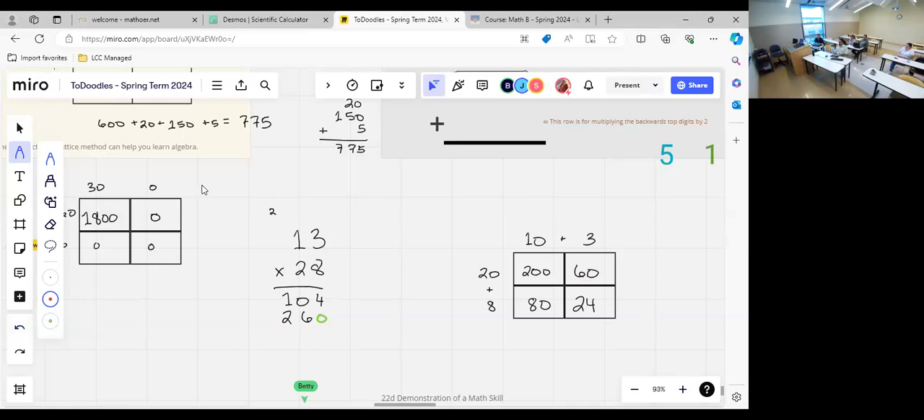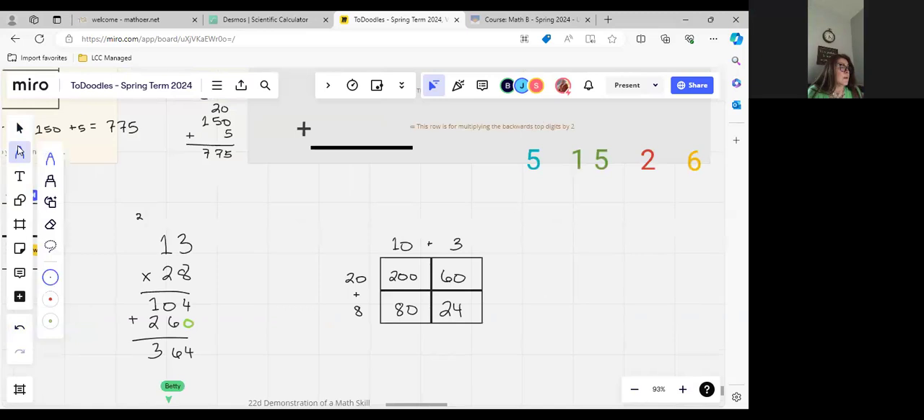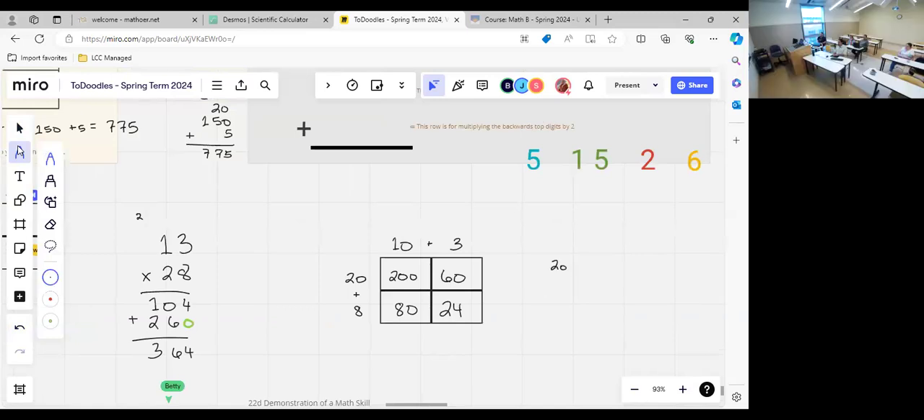And then no matter what we do, we add them up. 4 plus 0 is 4, 0 and 6 is 6, 2 and 1 is 3. Or if we're on this side, then we had a 200, a 60, an 80, and a 24. And when we add them up, 4, 8 and 2 and 6 make 16, 2 and 1 makes 3. So same answer.